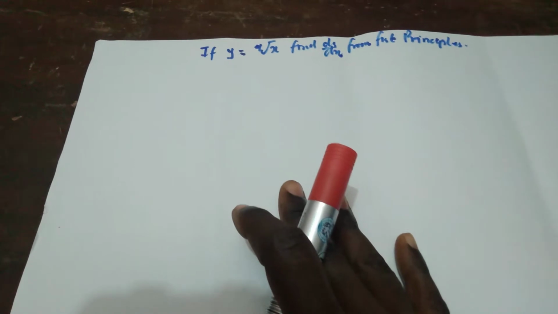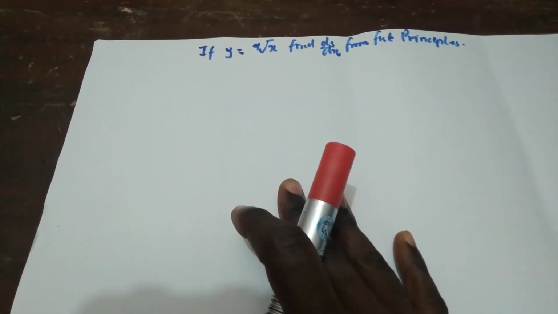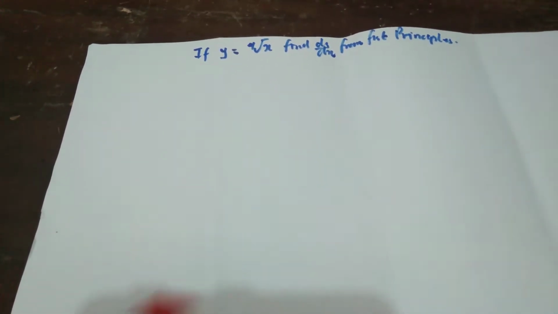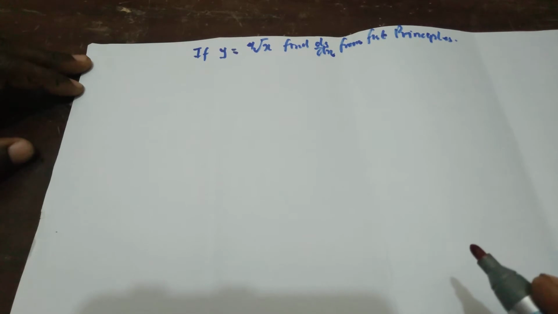Differentiation from first principle. The question is: if y is equal to the fourth root of x, find dy over dx using first principle. You can use two methods to prove this question. The first one, you quote the differentiation principle. No, that's the first principle.